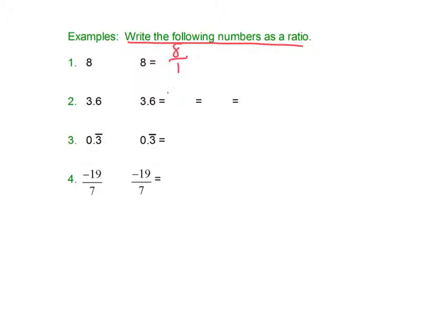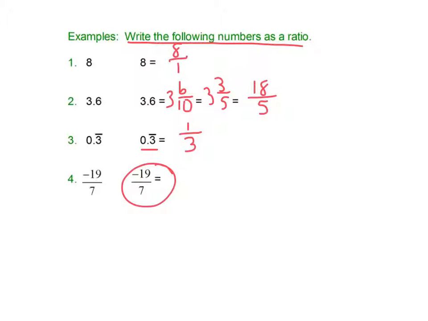3.6 is the same thing as 3 6/10, or you can reduce it, it's 3 3/5. Now that's a mixed number, so what you want to do is popcorn that, and you can write it as 18 over 5, which is a rational number. And number 3 is 0.3 repeating. That is one that you need to memorize as 1/3, and that's a rational number. So all of these are rational. If it can be written as a ratio, as a fraction, it's a rational number. And then number 4 is already written as a rational number. It's a negative number, but it's still rational because you can write it as a fraction. So make sure these are in your notebooks.